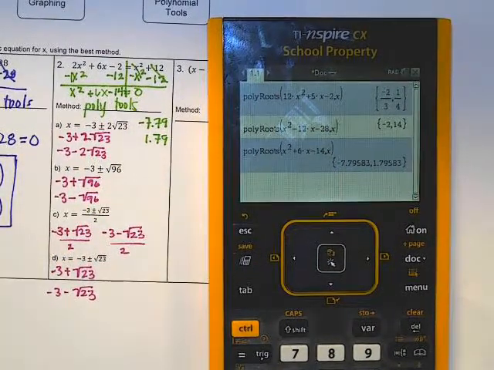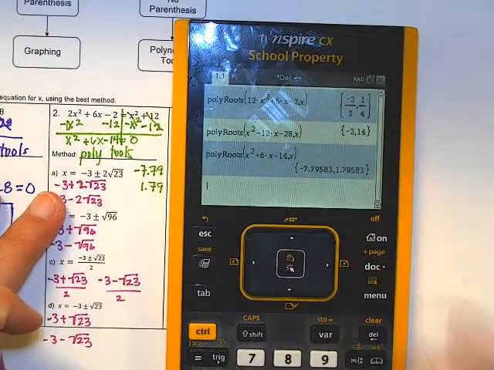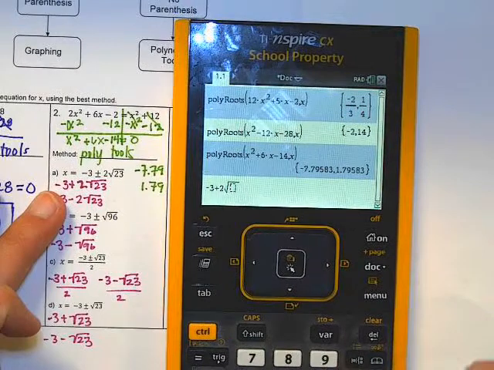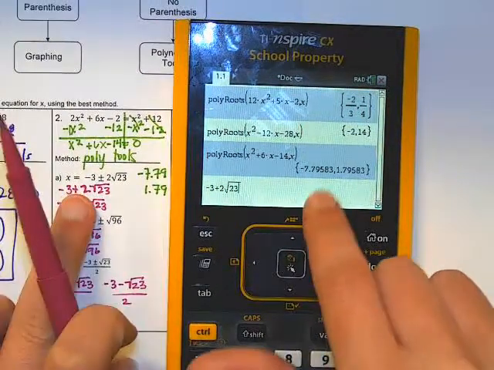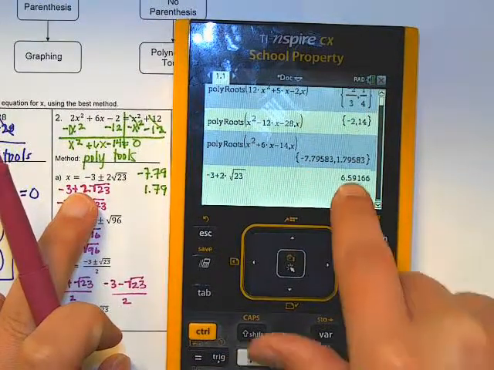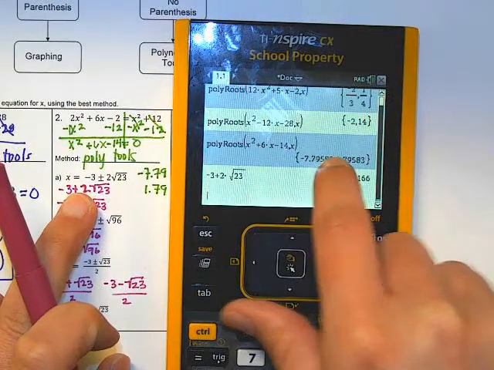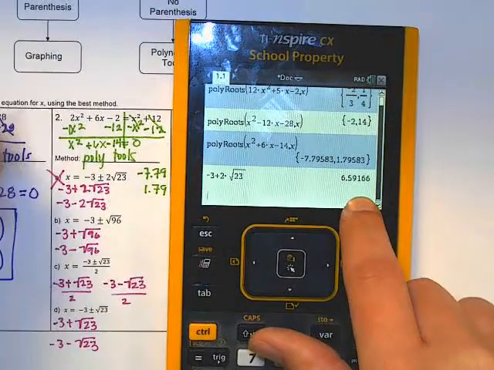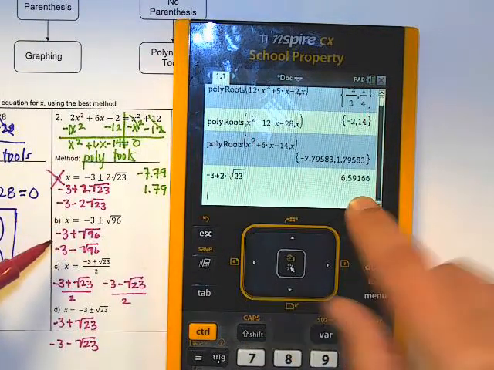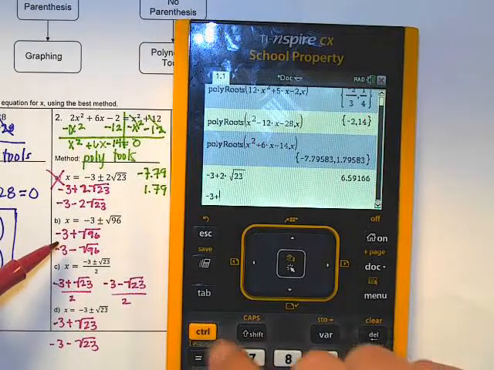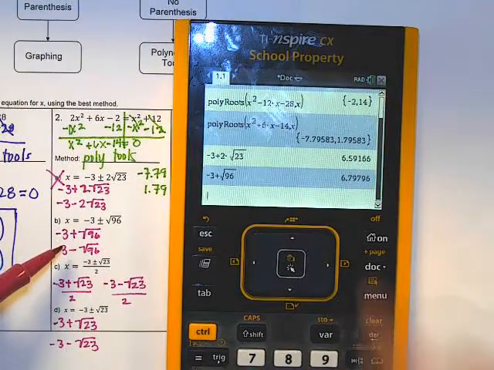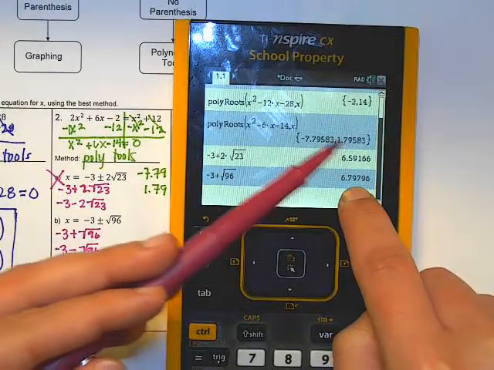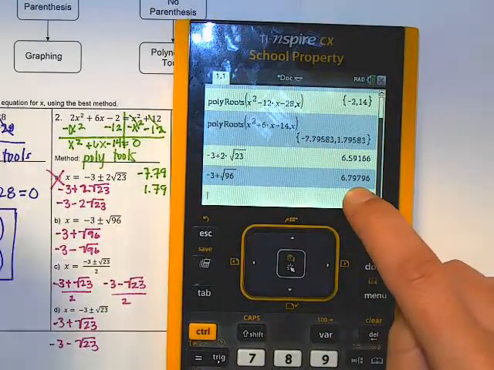So let's start with A. Negative 3 plus 2 times the square root of 23. Just one at a time. Hit enter. Is this decimal the same as one of my x-intercepts? No. So can A be my answer? No, so cross it out. Now I go to B. Negative 3 plus the square root of 96. Is this one of my x-intercepts? No. So can B be my answer? No.